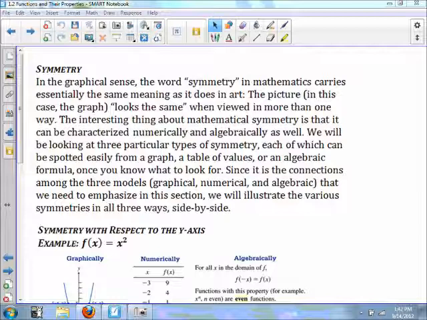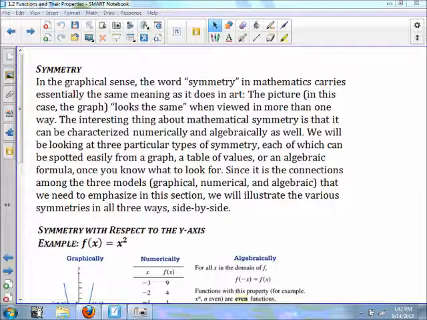We'll be looking at three particular types of symmetry, each of which can be spotted easily from a graph, a table of values, or an algebraic formula once you know what to look for. Since it's the connections among the three models, graphical, numerical, and algebraic, that we need to emphasize in this section, we will illustrate the various symmetries in all three ways, side by side.